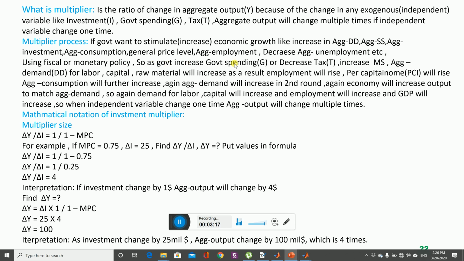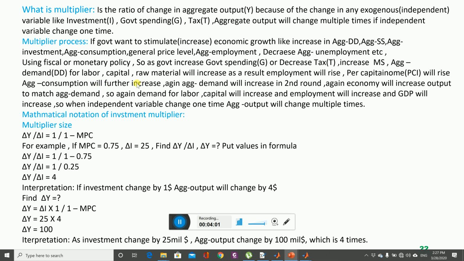So as the government increases government spending or decreases tax rate or increases money supply, aggregate demand for labor, for capital, for raw material will increase. As a result, jobs will increase. Per capita income of Afghanistan will rise. Aggregate consumption will rise. Look, when per capita income increases, it means we as households are earning more. When we are earning more, definitely, as we have studied in the consumption function, we will consume more.